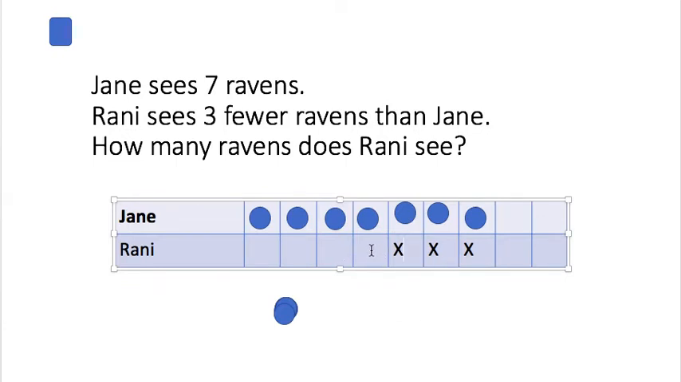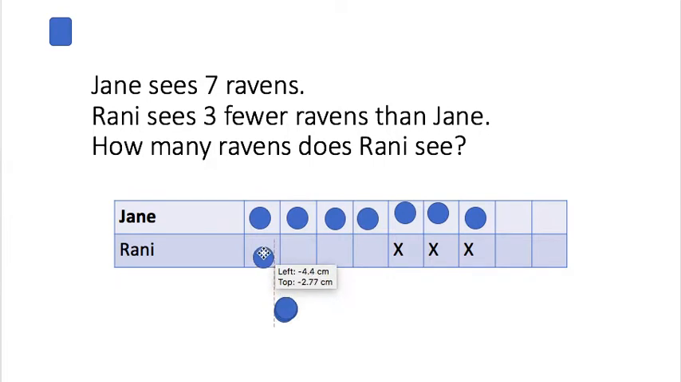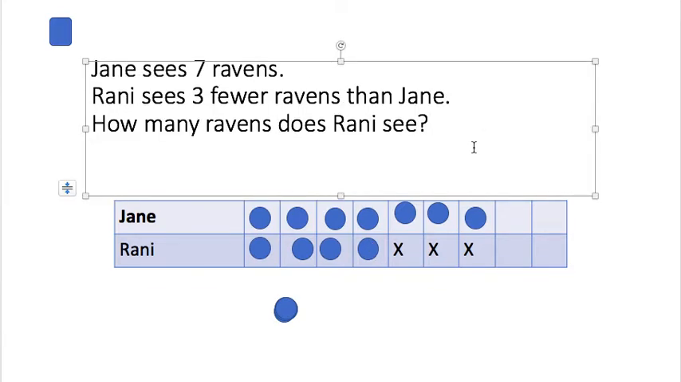Now I have some boxes left over and I put circles in those leftover boxes. I don't have to count yet because I can just see how many there are. Okay, so I have my 3 crossed out because Rani has 3 fewer or less than Jane. And how many ravens does Rani see? Let's count. 1, 2, 3, 4. So then I can write my answer. Rani sees 4 ravens.